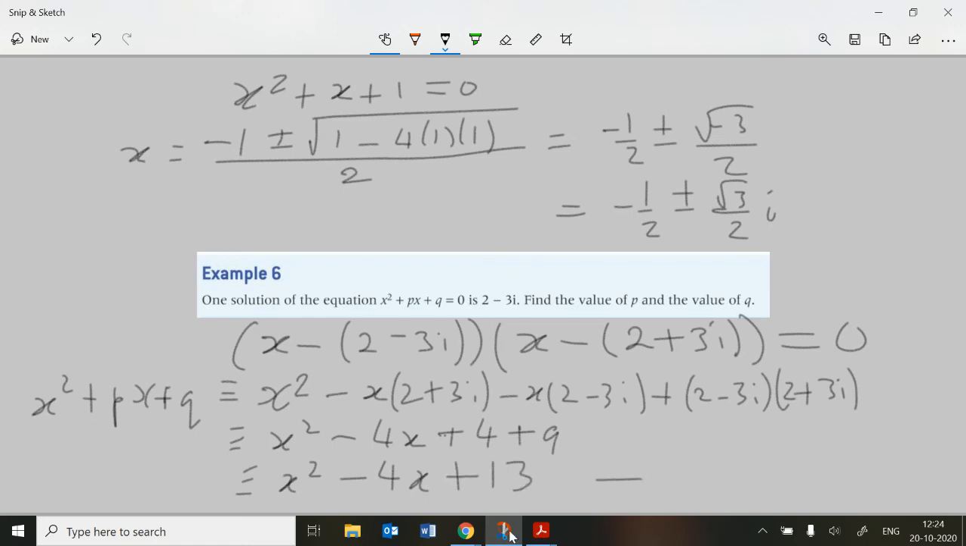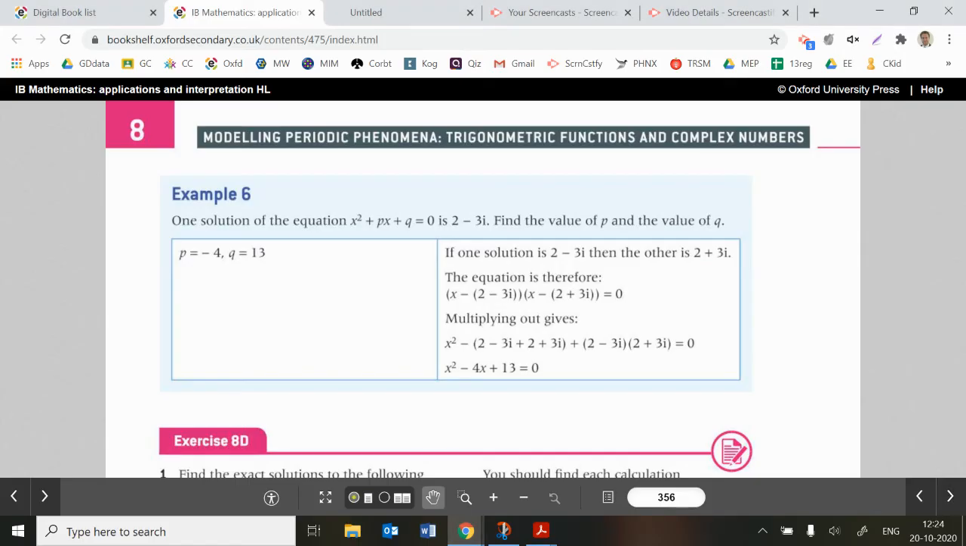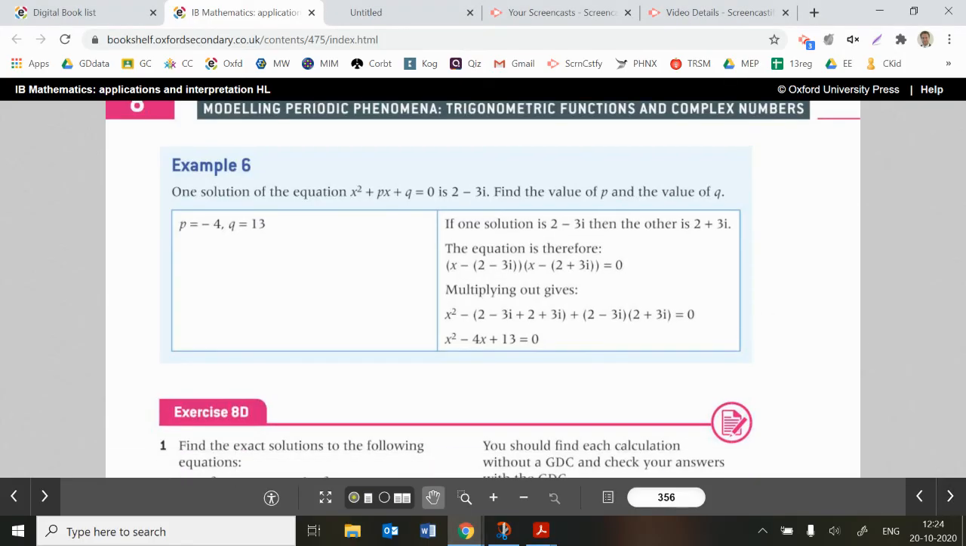So we can see, therefore, that P is equal to minus 4, and Q is equal to 13. Okay, so the question is done. Let's have a little look at how they do that one in the book. They do it in the same way.